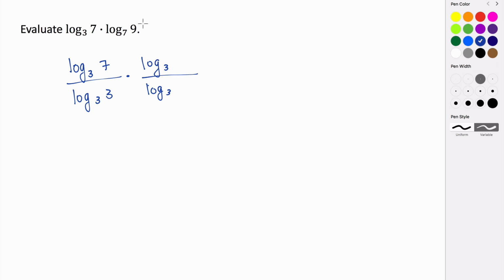So the argument of our numerator is the argument of our original log. Now we're dealing with this log here, so it's 9. And then the argument of the denominator is the base of this original log, so log base 3 of 7. And what's nice, the reason why I chose log base 3, is that now I see that allows me to get these to cancel.